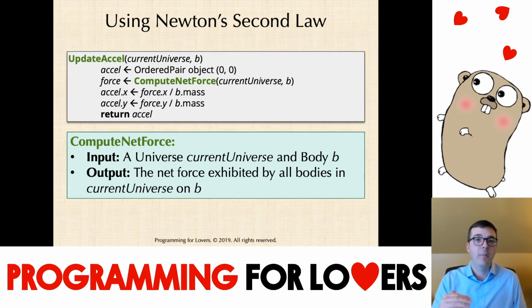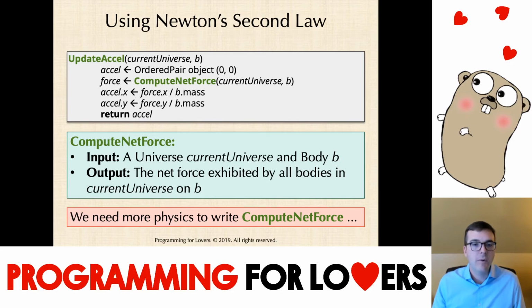Then I can simply apply that Newton's second law formula and see that the acceleration in the x direction is just the x component of the force divided by the mass of B, and the acceleration in the y direction is just the y component of that net force divided by the mass of B. So once I write this ComputeNetForce function that takes the universe and the body B and returns the net force exerted by all the bodies in the universe on B, we'll be good to go.